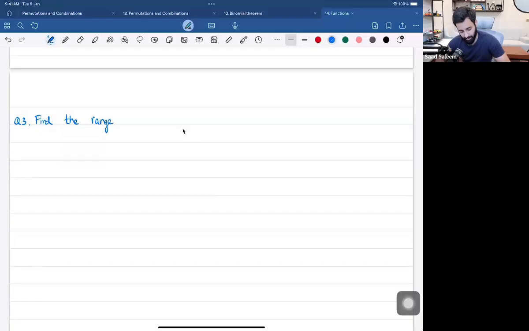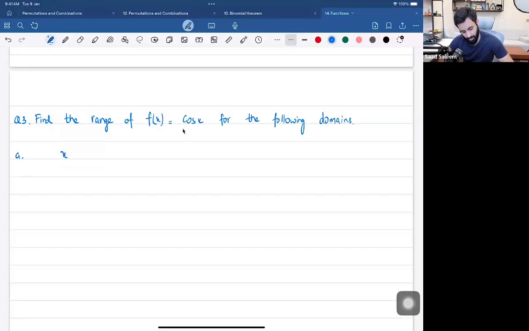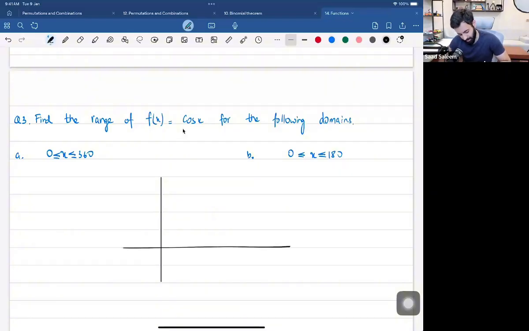Now, let's say the question says find the range of f of x, which is equal to cos x, for the following domains. Okay, and the first part is from 0 to 360, and then part B is 0 to 180. Now this is an interesting example because with the help of this example, we're going to learn a very important concept. Okay, so keep your eyes and ears open.